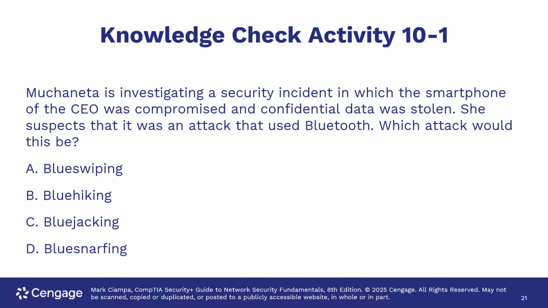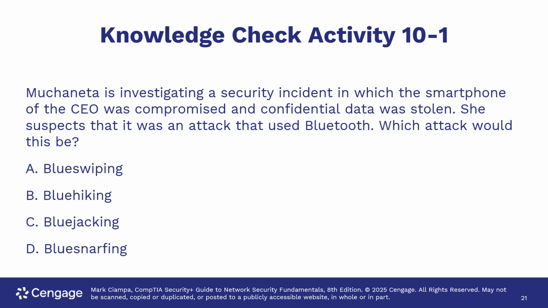Okay, here's our knowledge check activity number 1. Mucinetta is investigating a security incident in which the smartphone of the CEO was compromised and confidential data was stolen. She suspects that it was an attack that used Bluetooth. Which attack would this be? Blue swiping, blue hiking, blue jacking, or blue snarfing?